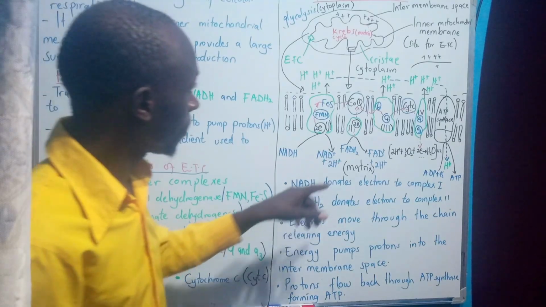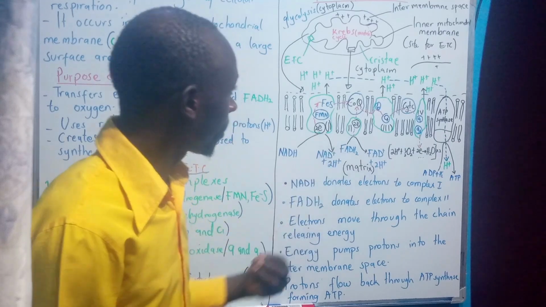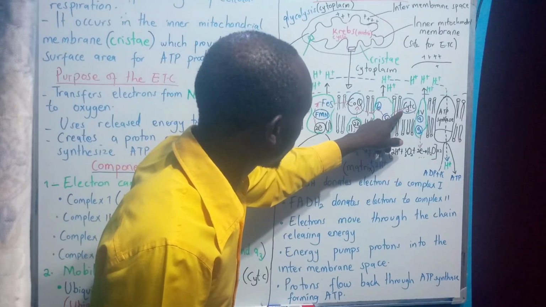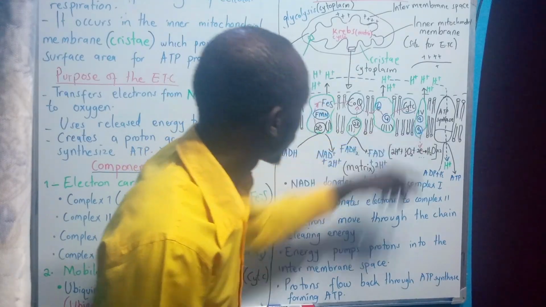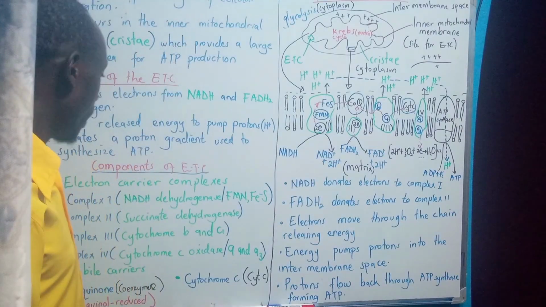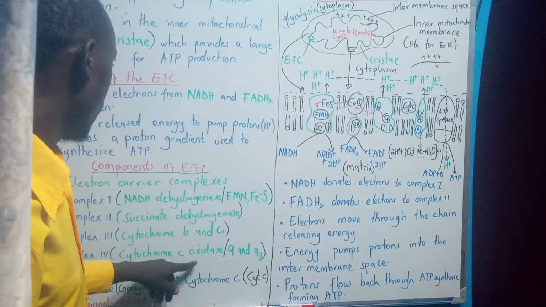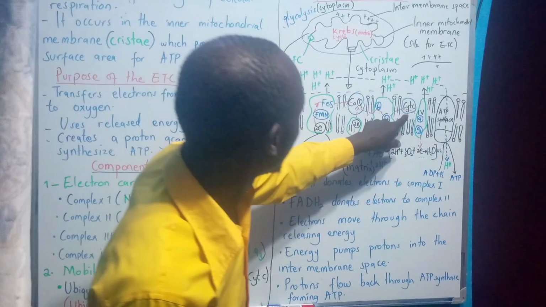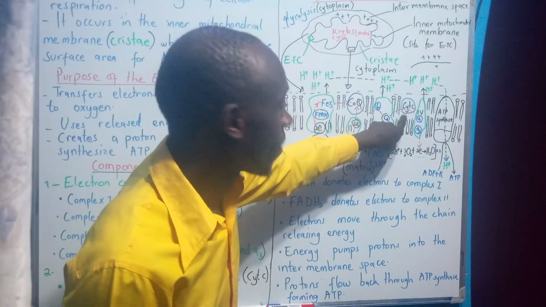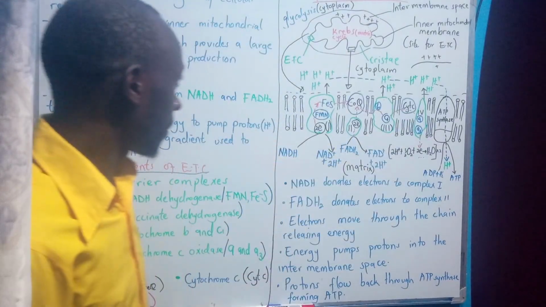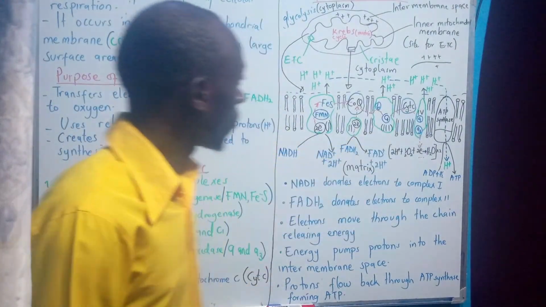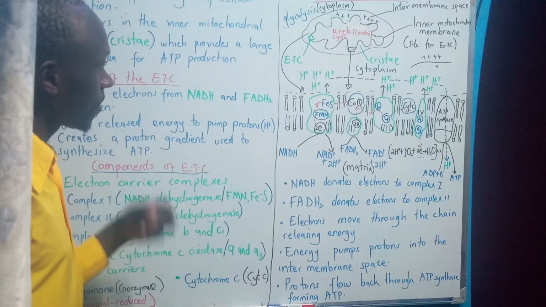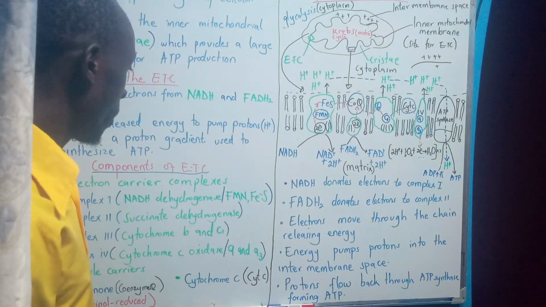So cytochrome C, after receiving the electrons, becomes reduced. It is going to move across the phospholipid bilayer to complex number 4. Complex number 4 contains cytochrome C oxidase. Now cytochrome C oxidase is an enzyme that oxidizes cytochrome C, which is the mobile carrier, by removing electrons from it, so that these electrons are taken to complex number 4.